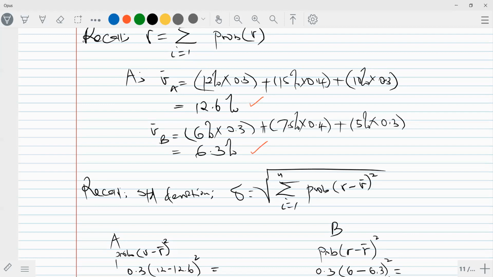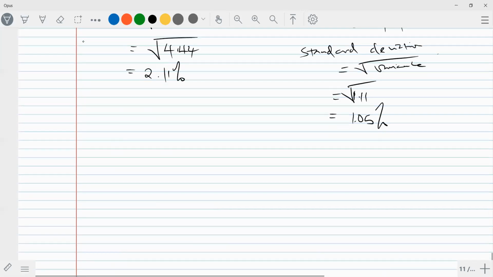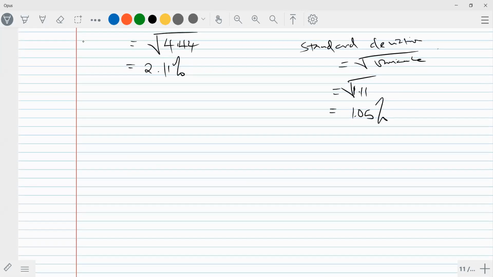That is for Roman 2. Roman 3 asks us to get the correlation coefficient between the two stocks. Don't forget, before you get the correlation coefficient, you ought to get the covariance. So that becomes our next working: to get the covariance between asset A and asset B.